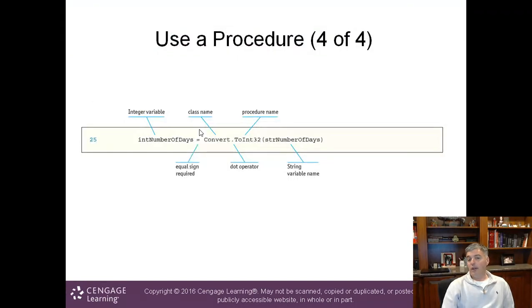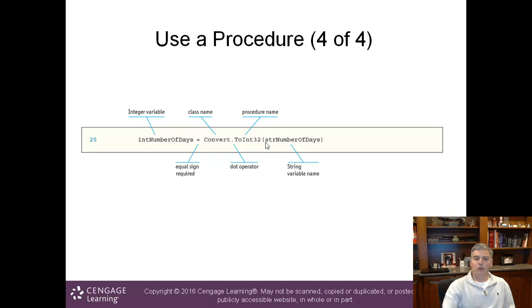So if you do not have Option Strict On, you can just say int number of days equals string number of days. VB will allow you to do that. It's not a good idea to do that because Visual Basic is making a guess on how to convert those variables. We want to force it to convert it the right way. If you do it incorrectly, you can lose data, it can get stripped off, you can lose precision.